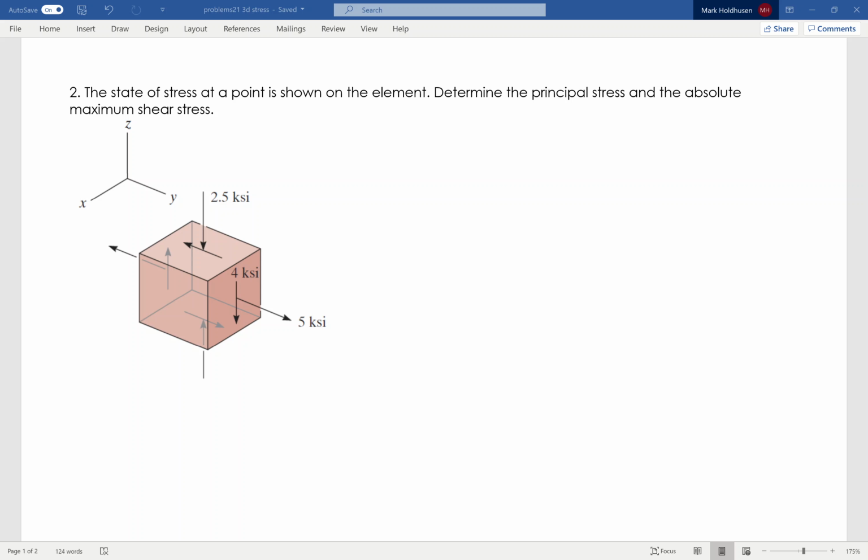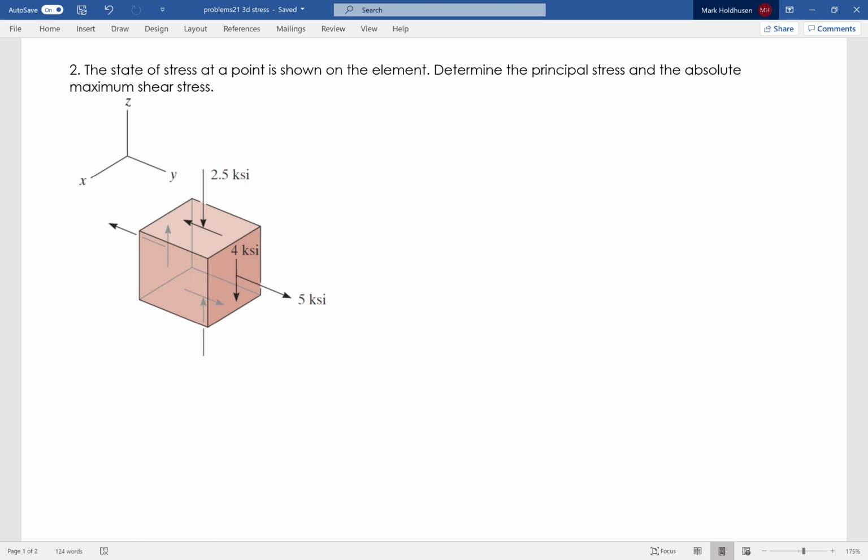Okay, so I've got a state of stress shown here, and I want to find the principal stresses and the absolute maximum shear stress. So again, I can look at this like so, where I've got 2.5 down, or in compression, 5 KSI in tension like this, and then I've got 4 KSI in shear like so. Okay, so that's kind of what the in plane is.